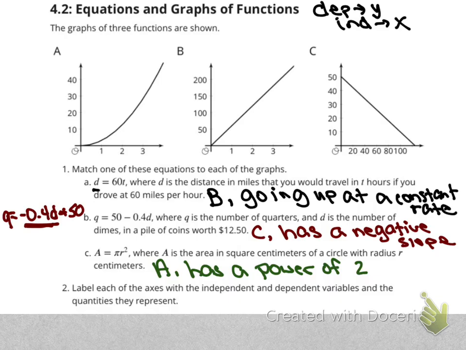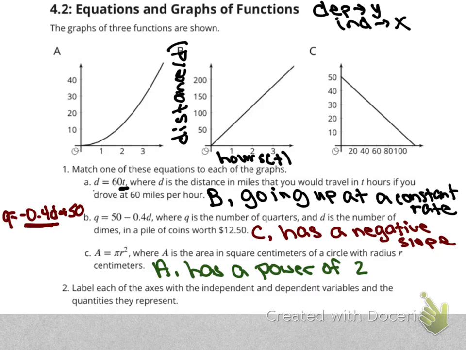Okay, so since that D is our dependent because it's the first variable, you're going to put distance on the y-axis of that graph. Which means t is the x value because it's the independent variable. So that's going to be hours. So we got hours on the x-axis. So you just look at your first variable, that's your dependent, that's your y. Your second variable is your x, which is your independent variable.